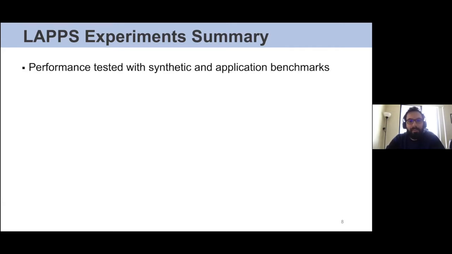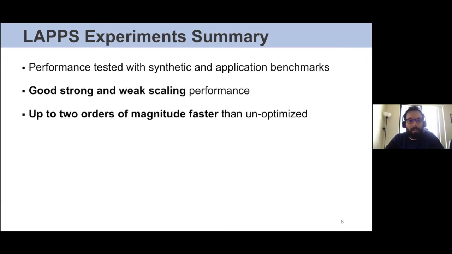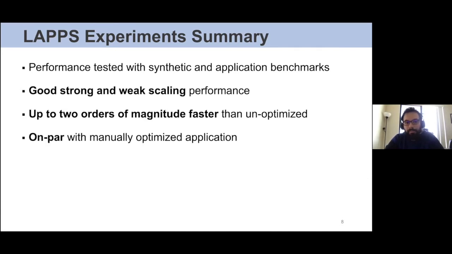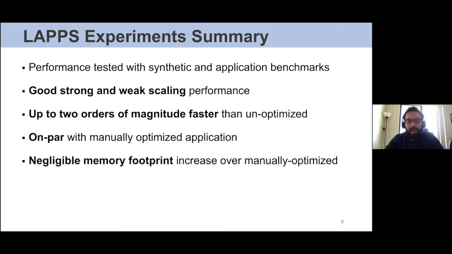So I'll summarize the experiments without showing real plots to keep things smooth. We performed synthetic and application benchmarks and observed good strong and weak scaling. We observed up to 2 orders of magnitude faster than unoptimized code, which shouldn't come as a surprise, because we are doing bulk communication instead of all that fine-grained communication. We mostly observed on-par performance with manually optimized applications, and we also measured the memory footprint and showed it to be very limited.